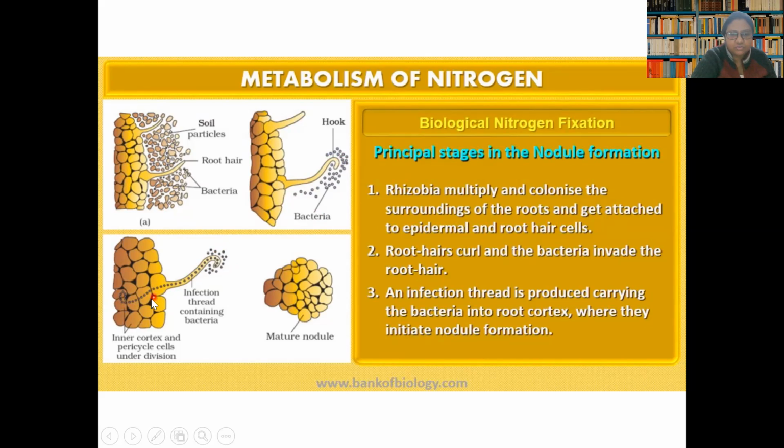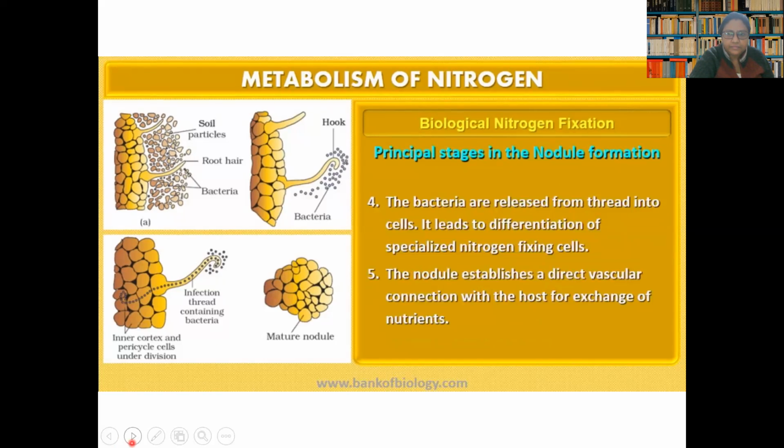And once they reach the cortex and pericycle region, they multiply, they form a tumor-like structure, a small protrusion, we call them nodule. Okay, so this nodule formation is very important because that is the office of this bacteria. It is the place where they can sit and they can carry out as much nitrogen fixation as is required.